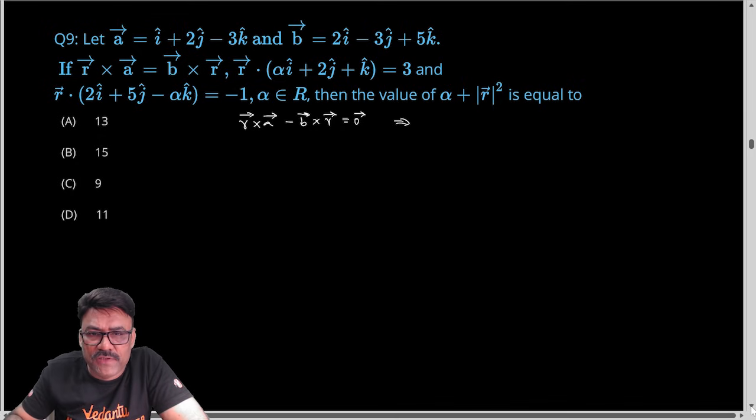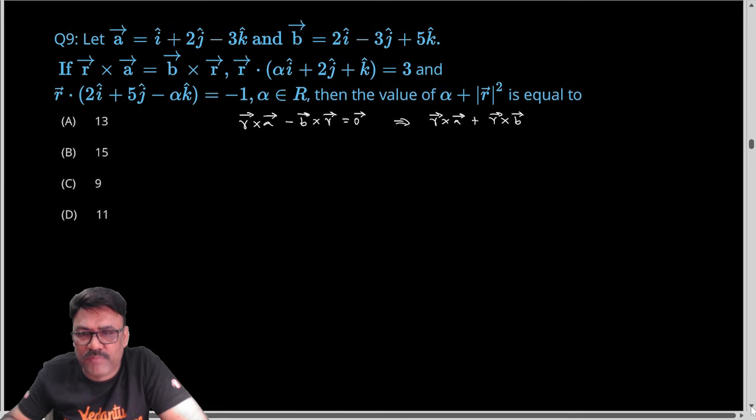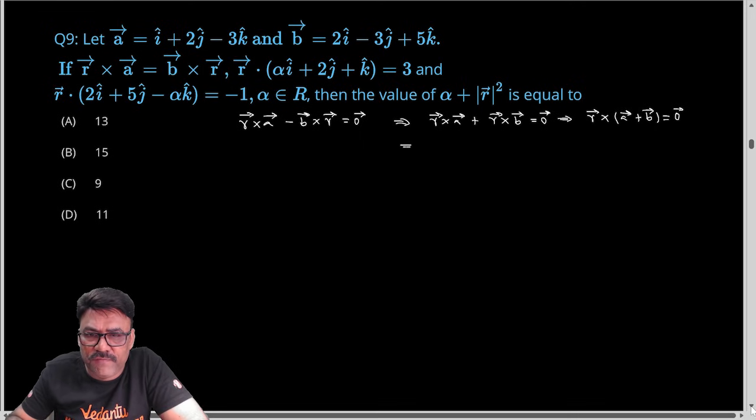I can also write it as r cross A plus r cross B is equal to 0. Minus B cross r can be written as plus r cross B. Now r can be taken common. So this is r cross (A plus B) equals 0. And you know that cross product of two vectors being 0 means they are parallel vectors. So I can say that vector r must be parallel to A plus B, and hence I can take r vector as lambda times (A plus B) vector.